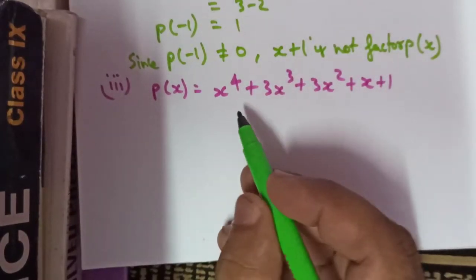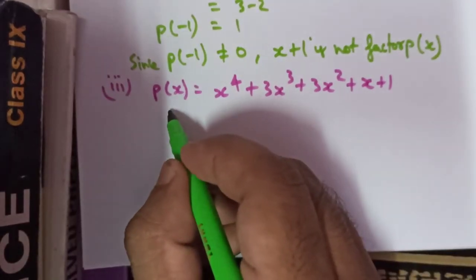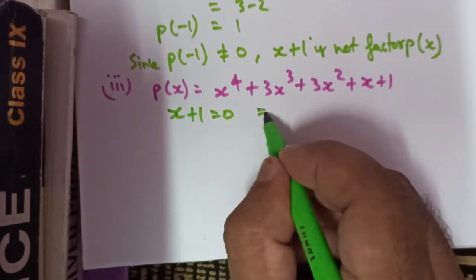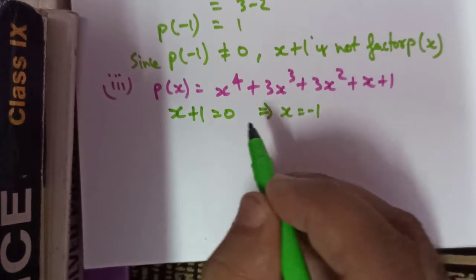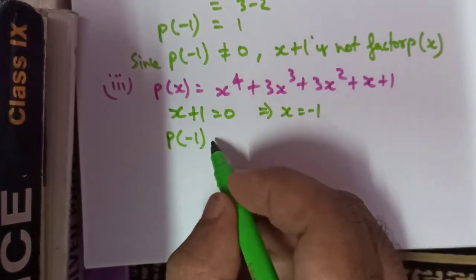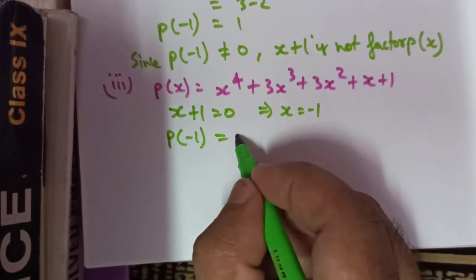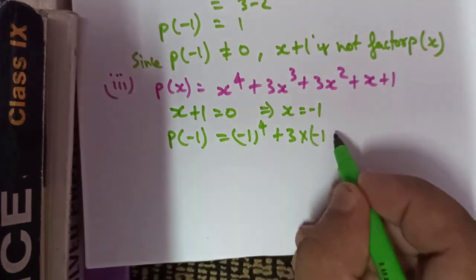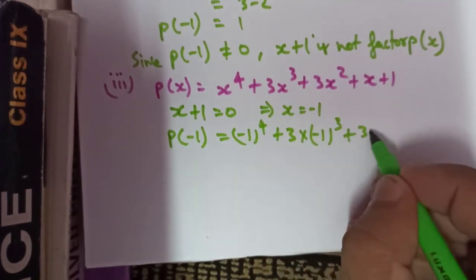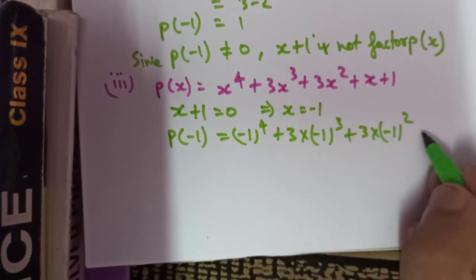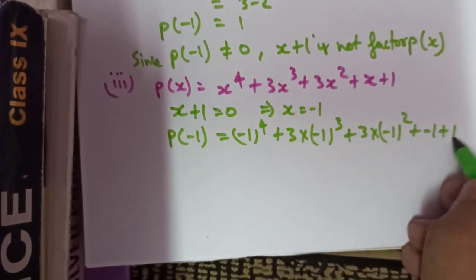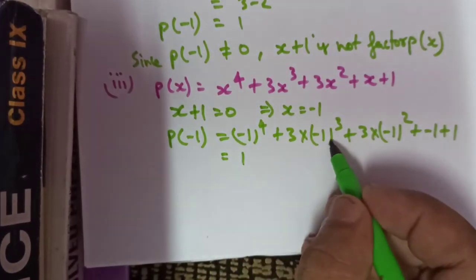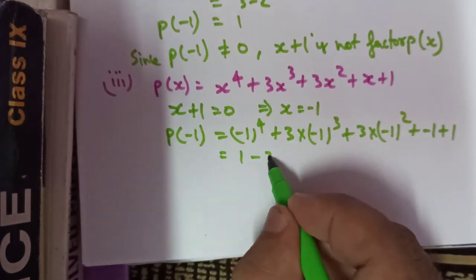In the third part also the polynomial is this. We will first find out the value of a: x plus 1 equals 0, which implies that x equals minus 1. Now we will find out the value of p(-1). So x power 4 becomes minus 1 raised to the power 4, plus 3x cube, 3 times minus 1 cube, plus 3x square, 3 times minus 1 square, plus minus 1 plus 1. Okay, so minus 1 raised to the power 4 is plus 1, and minus 1 cube will be minus 1, times 3 will be minus 3.